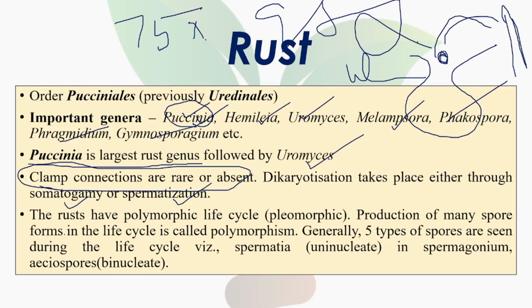Another important feature is that rust has a polymorphic life cycle, or we can also call it pleomorphic life cycle. What do you mean by pleomorphic or polymorphic? Can anyone tell what this is? More than two hosts? No. The production of morphologically different types of spores in the life cycle. Type of spores produced is different. Do you know what metamorphosis is?